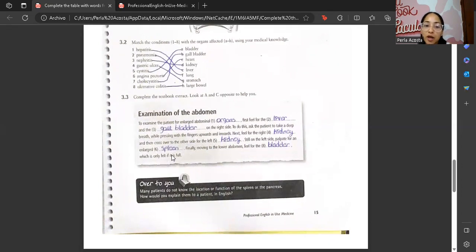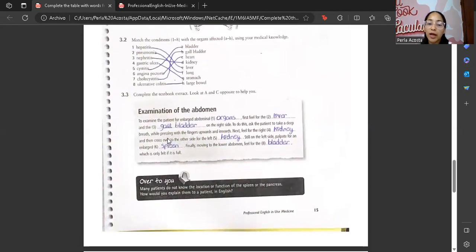Examination of the abdomen. To examine the patient for enlarged abdominal organs, first feel for the liver and the gallbladder on the right side. To do this, ask the patient to take a deep breath while pressing with the fingers upwards and inwards. Next, feel for the right kidney and then cross over to the other side for the left kidney. Still on the left side, palpate for an enlarged spleen. Finally, moving to the lower abdomen, feel for the bladder, which is only felt if it is full. Okay, over to you.